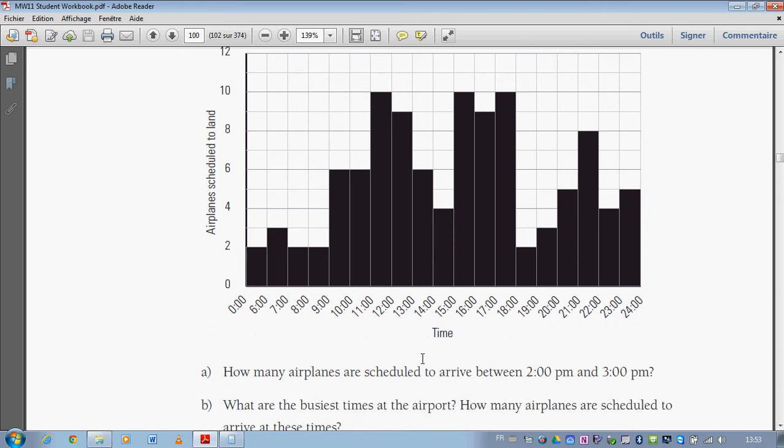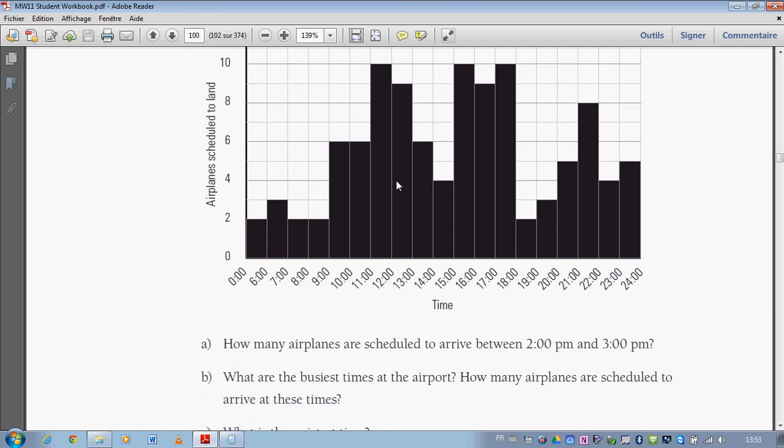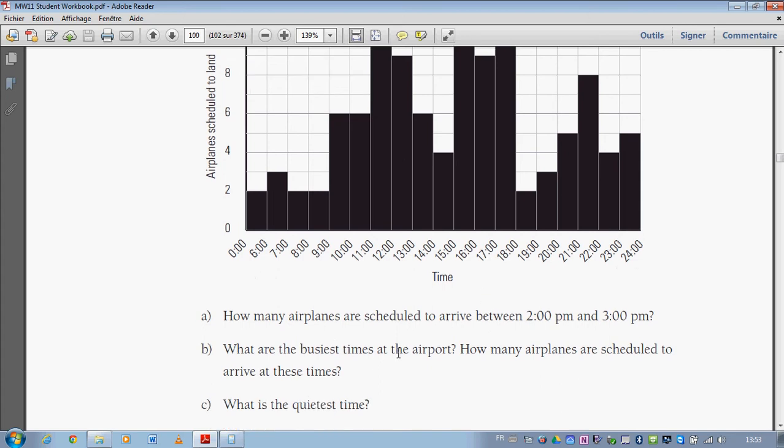What are the busiest times at the airport, and how many airplanes are scheduled to arrive at these times? The busiest times are the high points right here: from 11 a.m. to 12 p.m., from 1500, which is 3 p.m., to 4 p.m., and then from 1700 to 1800, so 5 p.m. to 6 p.m. Those 3 would be the high points, or the busiest times.